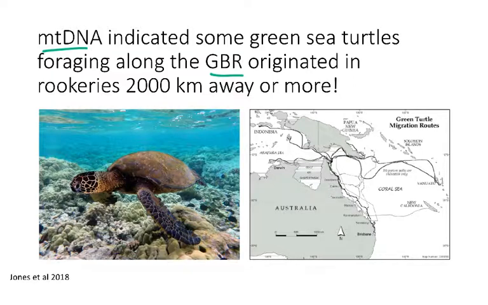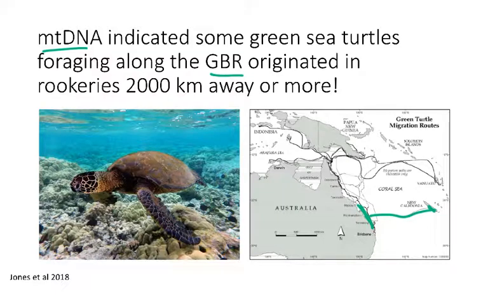And what they found was that some turtles that were eating on the Great Barrier Reef, which is around here-ish, I think. Again, not great with geography. But what they found was that they sampled turtles that were foraging on the Great Barrier Reef, but by matching their mitochondrial DNA with the different potential rookery sources, they found that some of those turtles actually came from 2,000 kilometers away in New Caledonia.